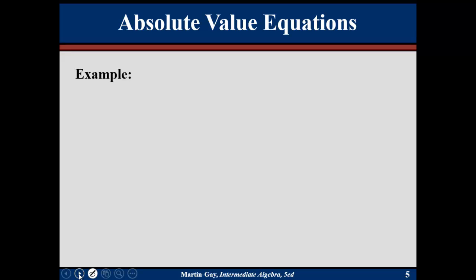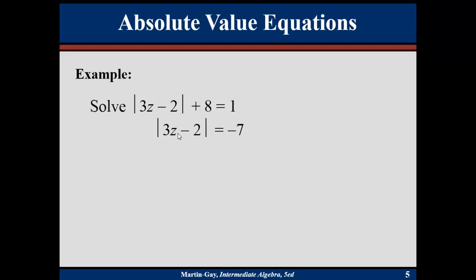Okay, let's look at this example. We have the absolute value of 3z minus 2 equals 8. So the first thing that we would have to do is to move this 8 to the other side of the equal sign. So that gives us the absolute value of 3z minus 2 equals negative 7 when I subtract 8. 1 minus 8 is negative 7.